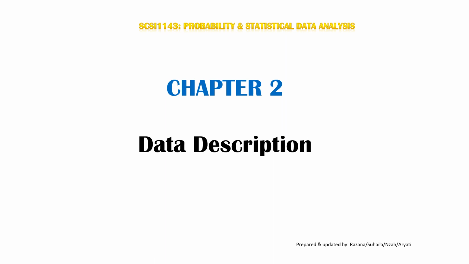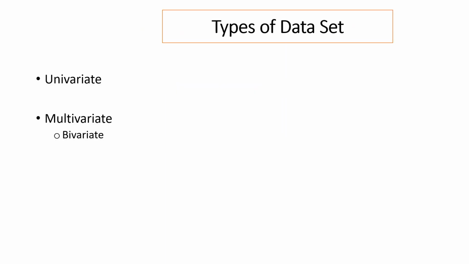Okay, we go to data descriptions. The data description is the explanation about the data set. There are several types of data set: univariate, which is only one variable; multivariate, that means many variables; and bivariate, that means you have two variables.